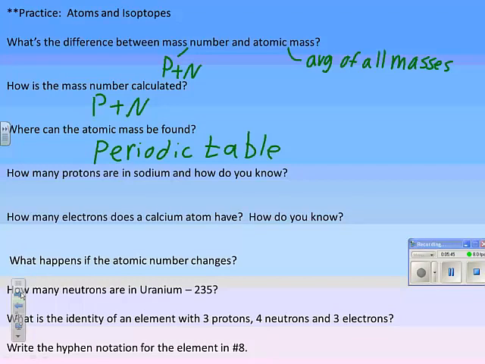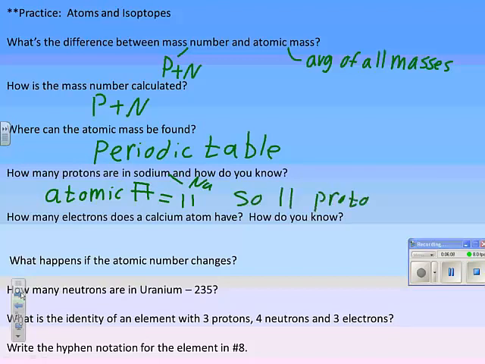How many protons are in sodium, and how do you know? Well, let's look at the atomic number, which is on the periodic table. Sodium is in group A, in case you're confused. And its atomic number is 11. So we have 11 protons. All this is found on the periodic table.